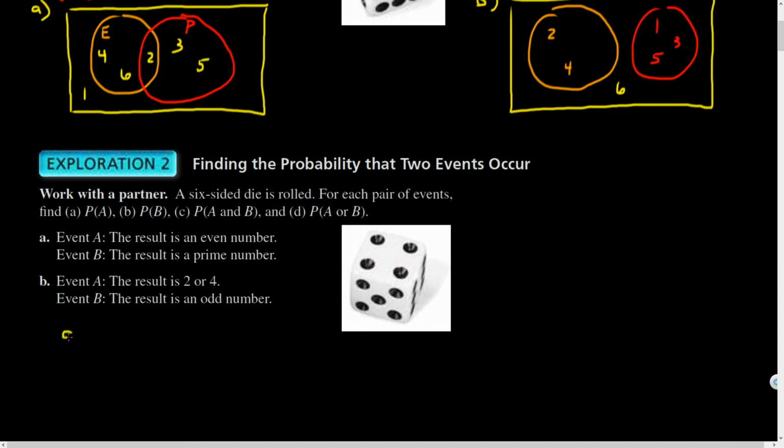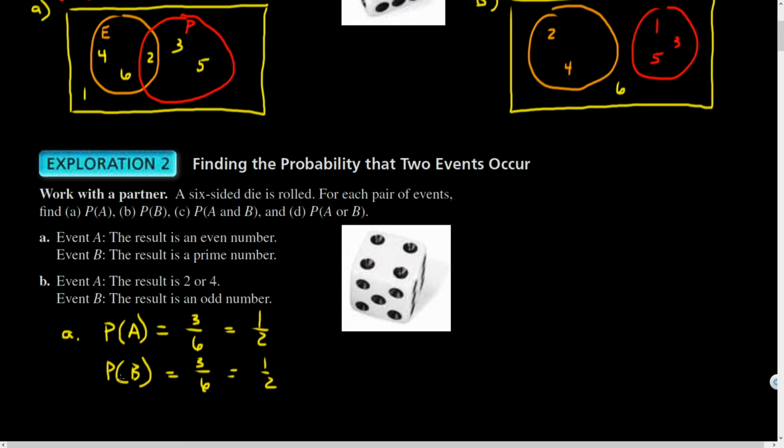All right, here's exploration 2. It's talking about the same thing. What's the probability of event A occurring? Event A here was any even, and notice there are 3 evens out of 6 possible outcomes, so that's a half. What's the probability of event B occurring? That was primes, which was 2, 3, and 5. Happens to be 3 successful ways that could occur, but notice that's a different 3 than the evens were.